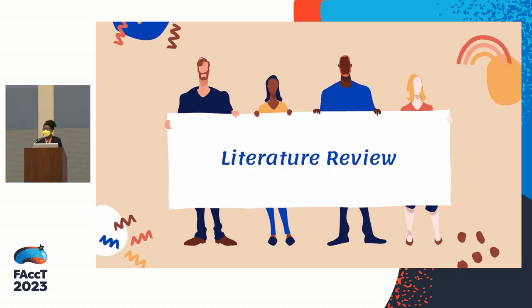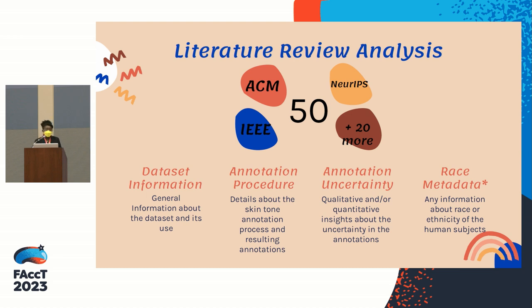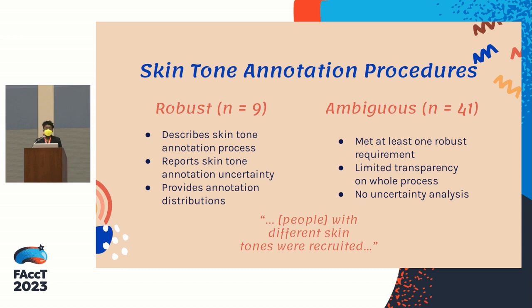So first to the literature review. We collected a corpus of 50 papers from across notable CV publications and then qualitatively coded them to understand how they report and document and interrogate their skin tone annotation process. And unfortunately, we found that only 9 papers actually had any information to qualitatively code. And the vast majority only had at least one aspect. In a larger sense, there was limited transparency throughout the whole process. And none of these papers that weren't robustly annotated and described had any uncertainty analysis of their skin tone annotations.